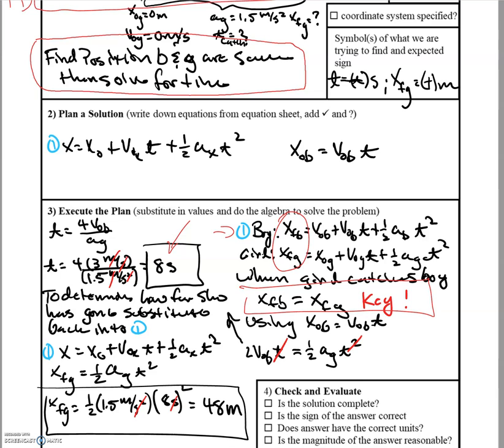Now, how do we find out how far she's gone? Well, we just use the same equation that we did in part 1. We use the equation for the girl to find the final position, and we substitute in the time that we just found. So it's a little different than what we're used to, where we're reusing the same equation again. But we're just making use of the fact that we solved for time now. So we can actually use that to solve for the final position of the girl. We find that she is 48 meters away from where she started.